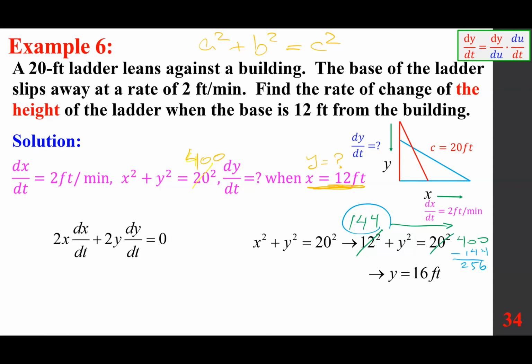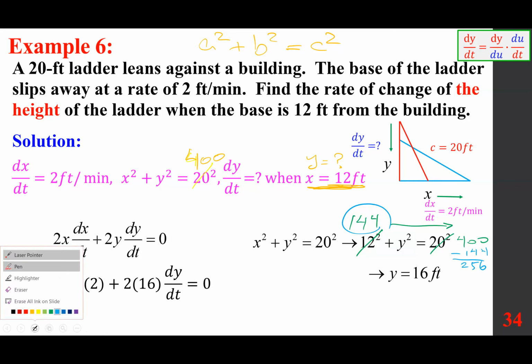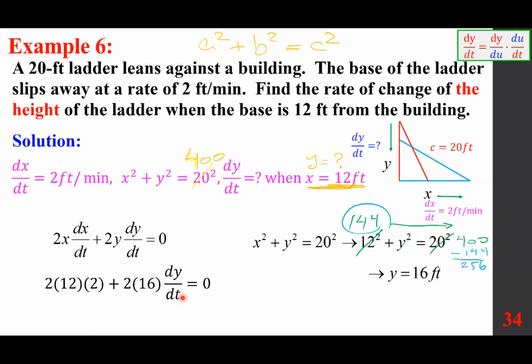Now plug in. We have everything. We have the value of x. We have the value of dx/dt, 2. We have the value of y. The only thing missing is dy/dt. 2 times 2 is 4, times 12 is 48. 2 times 16 is 32. Therefore, for dy/dt, we move the 48 to the other side and divide both sides by 32. And it gives you negative 3/2 feet per minute.